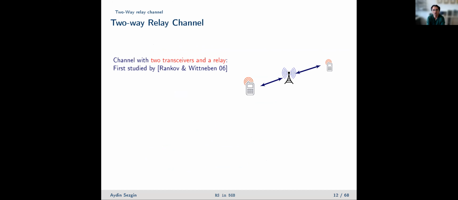The two-way relay channel was a channel which was proposed and first studied by Rankov and Whitney in 2006. And the idea is as follows. We have two users who would like to communicate with each other. However, there is no direct link, or the direct link is very weak, so we ignore it. So the only way they communicate is via a relay, which is shown here in the middle.